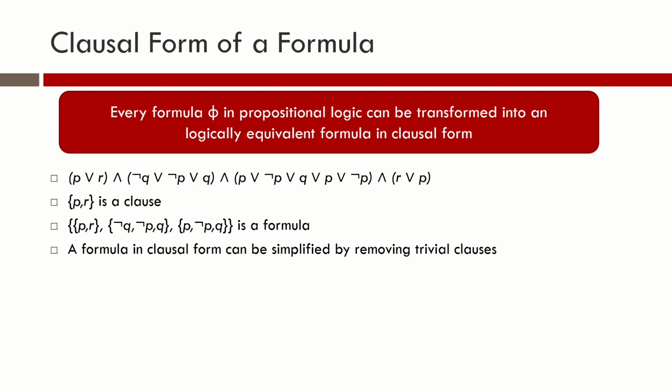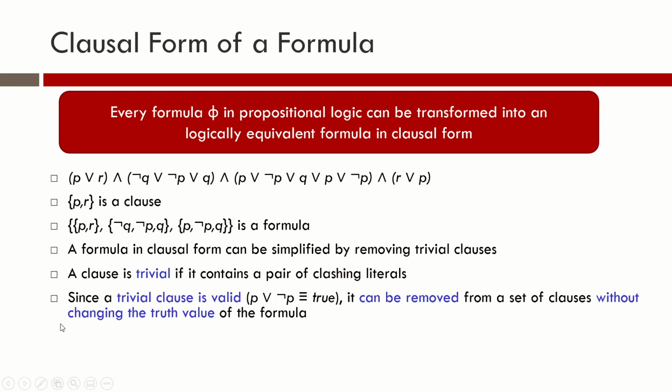Now, a formula in clausal form can be simplified by removing trivial clauses. So what is meant by trivial clauses? A clause is trivial if it contains a pair of clashing literals. What are clashing literals? If it contains a literal and the negation of that same literal, then we call it a pair of clashing literals.